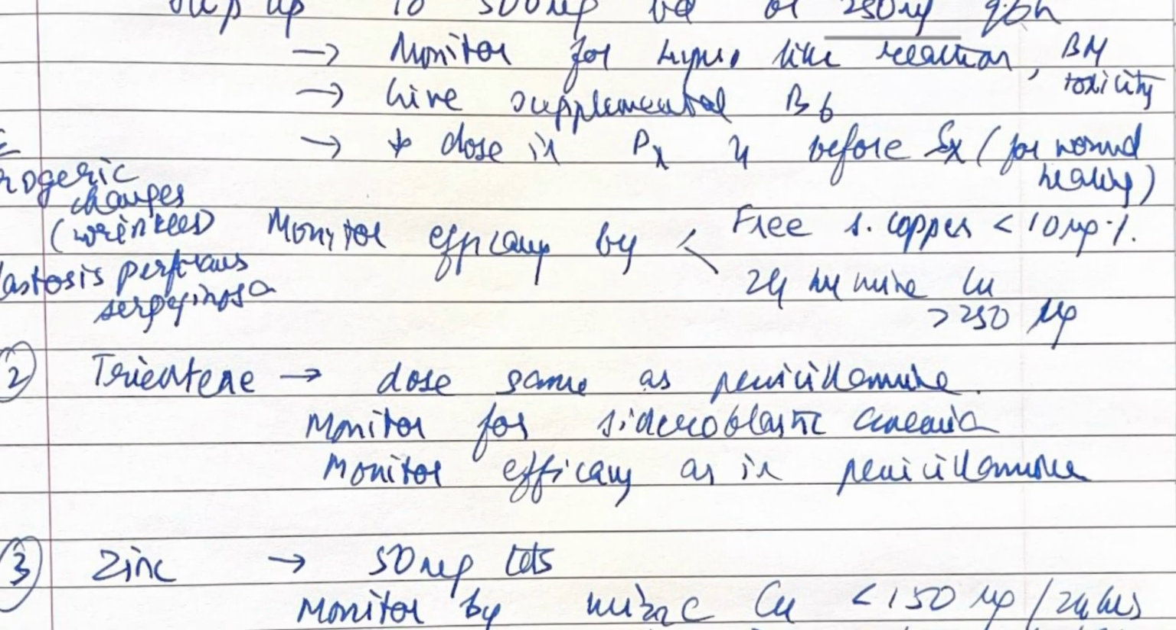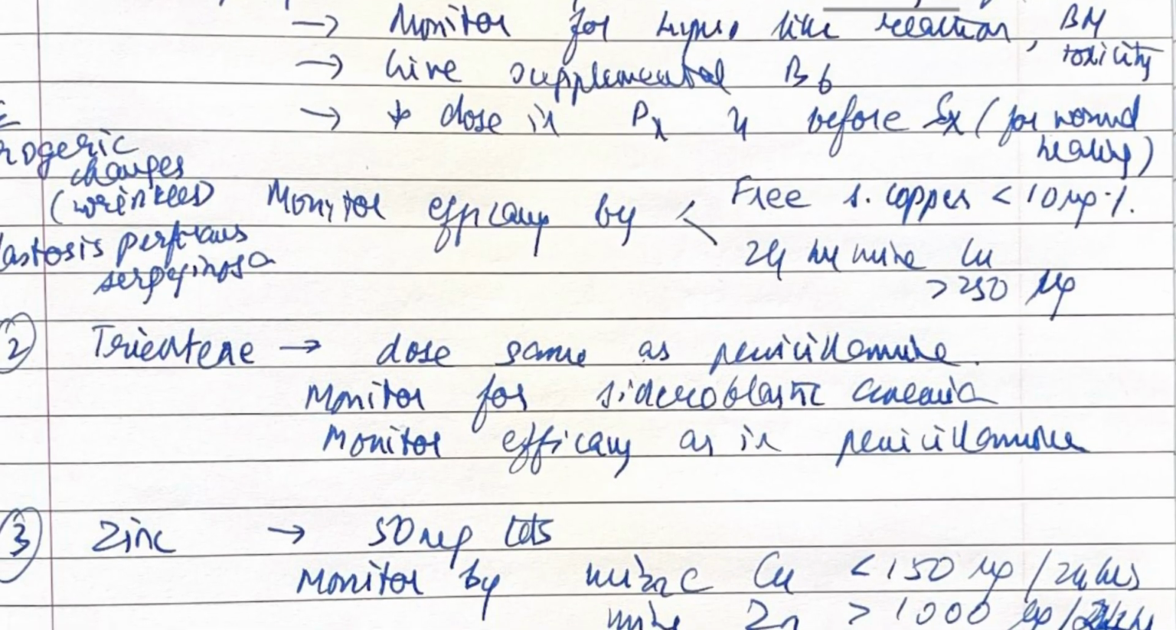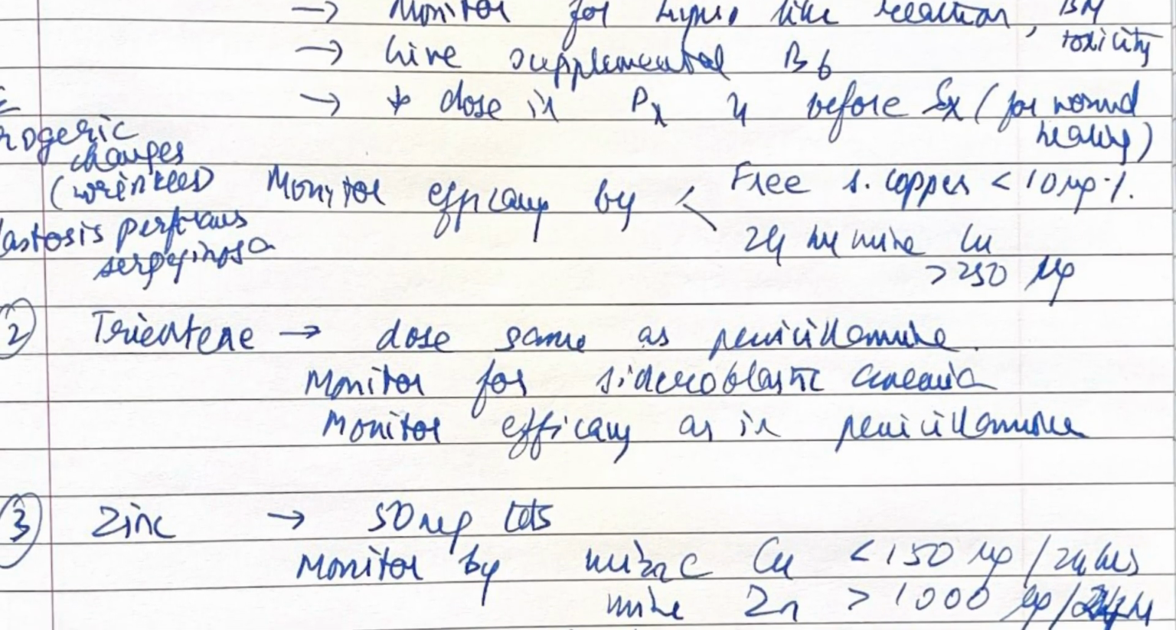Trientine, the dose is the same as penicillamine. You monitor for sideroblastic anemia. You monitor the efficacy just like in penicillamine.